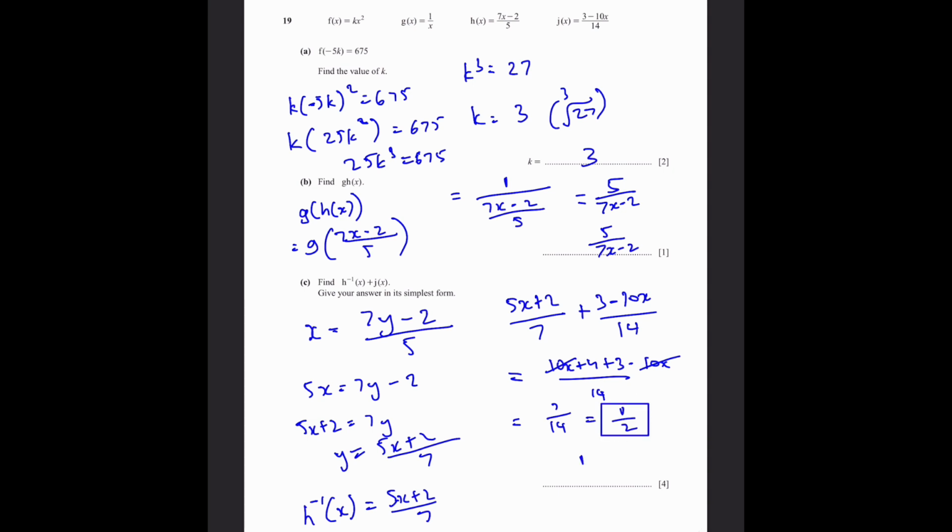With that, half is the answer. Question 20. The diagram shows a square ABCD. This is a square with side length k centimeters. That means the length of CD is k centimeters as well, and the same for AD and AB. So I'll mark it like this.